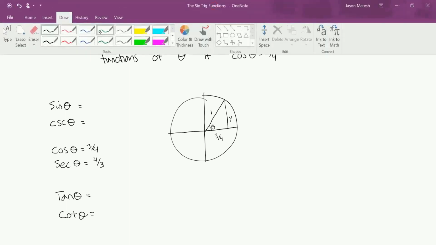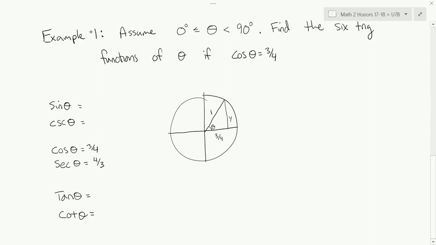Now, if I extend this triangle past that circle, let's make a larger version of this triangle. The large right triangle and the small right triangle are similar to each other. You guys see that?